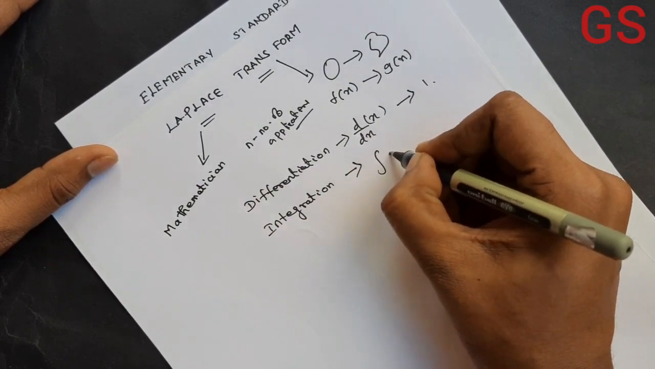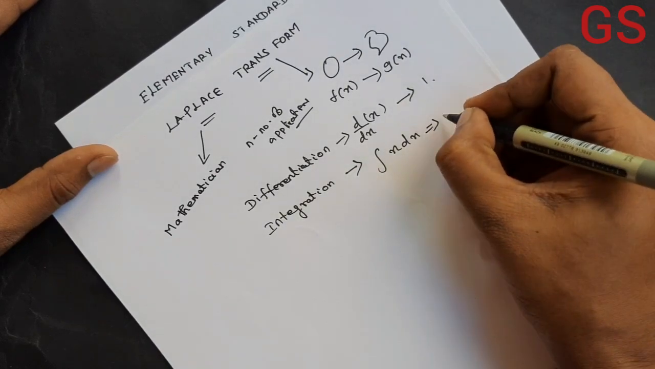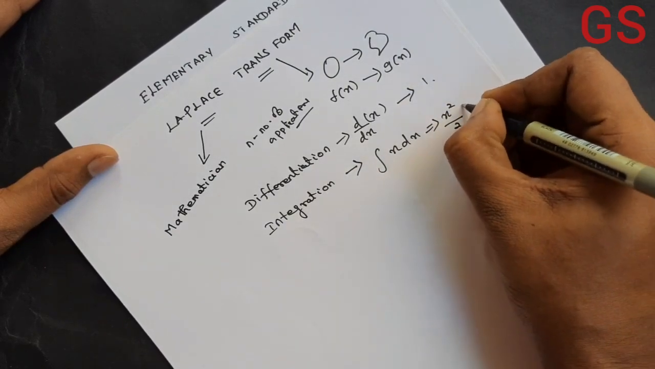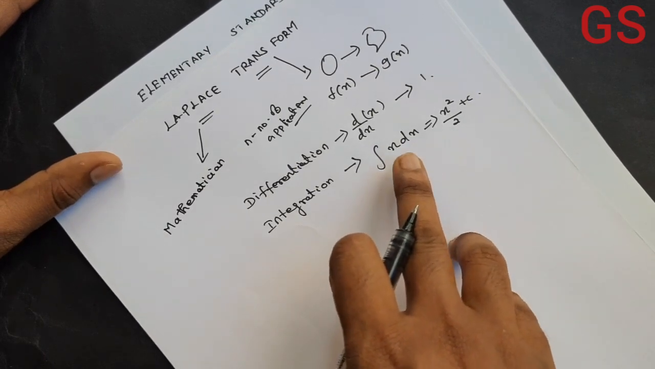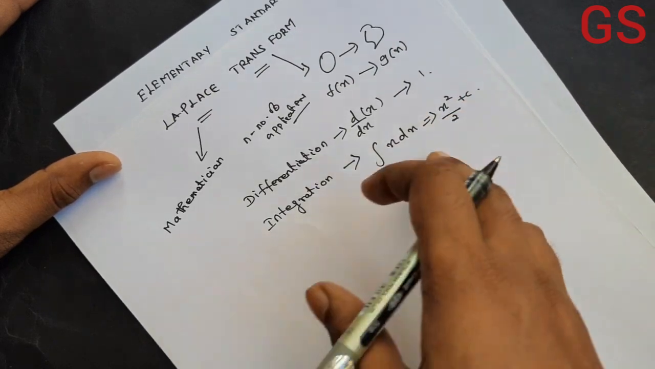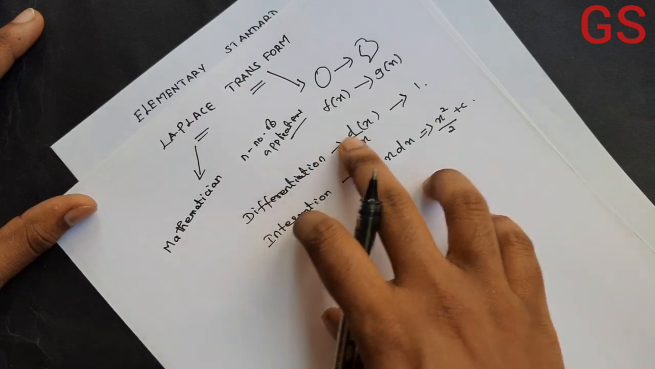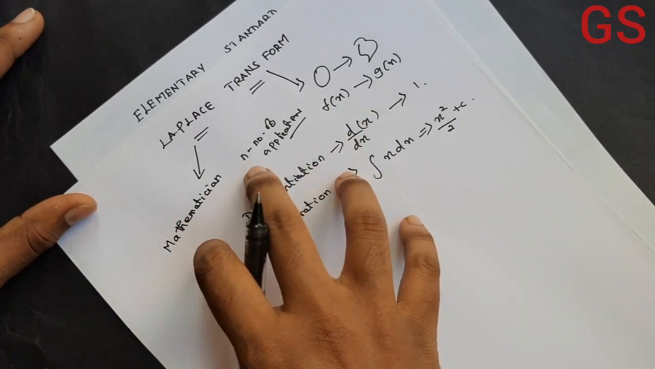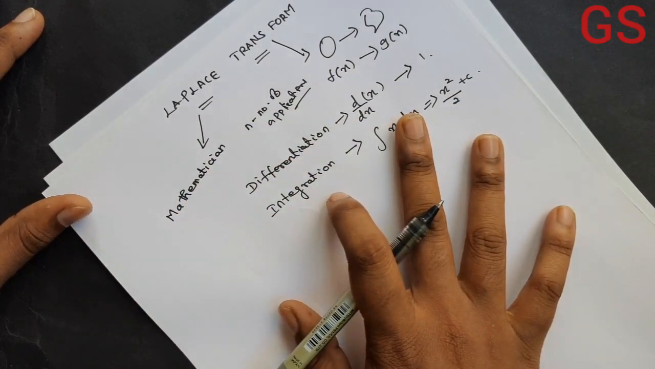Integration: I integrate this function x, and I will get x square by 2 plus some constant. So the function x now changes into some other function, x square by 2. This is also some kind of transformation. These are the basic things we know, differentiation and integration. Now we are going to see the definition of Laplace transform.